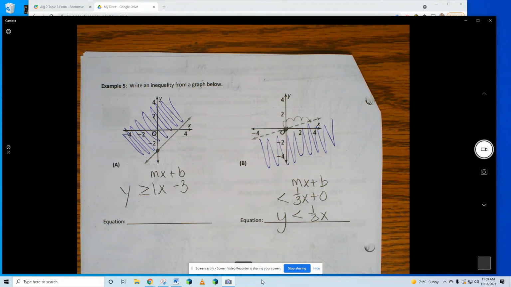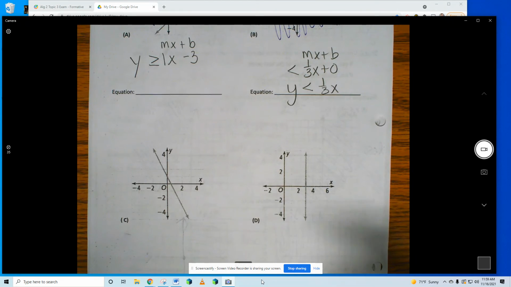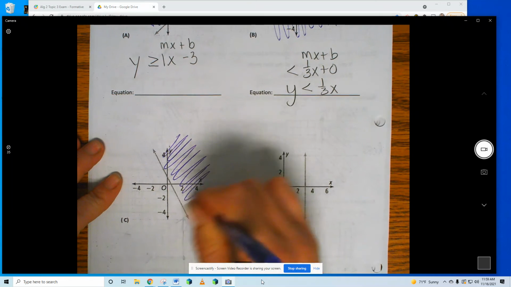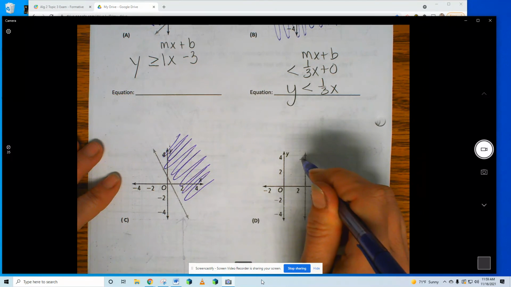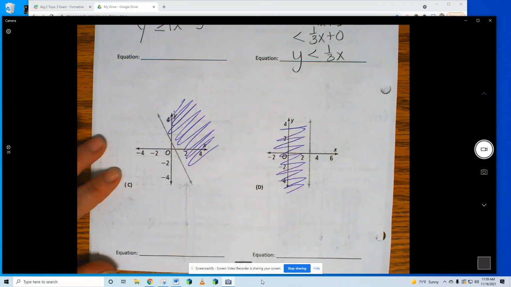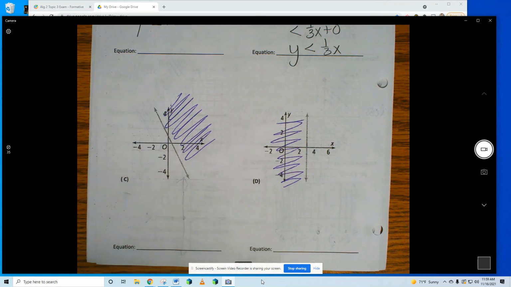Are you ready for shading on C and D? Yeah, you are. I know you are. You're so excited. Woo! This is the best. Shade it here. Match my shading, please. C and D.